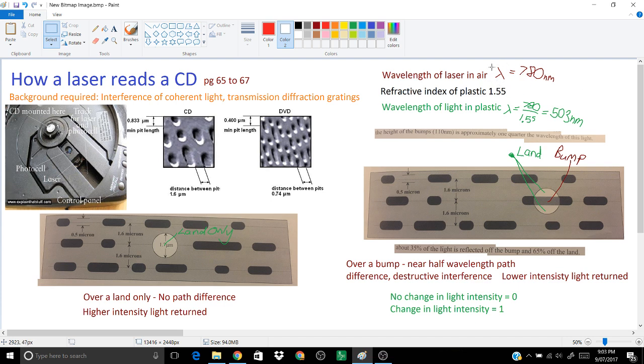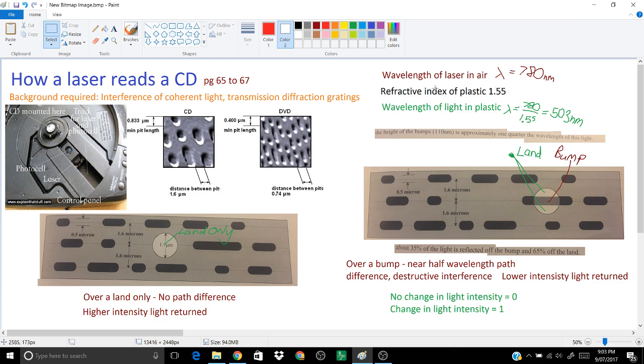So for the CD, the wavelength is about 780 nanometers, which puts it in the near infrared, so it's actually just outside the visible range. Now, this actually changes in the plastic. When we talk about the light in a vacuum, we're working on the assumption of the speed of light in a vacuum. Air is very similar, its refractive index is very close to that of a vacuum. So we say its wavelength is about 780.